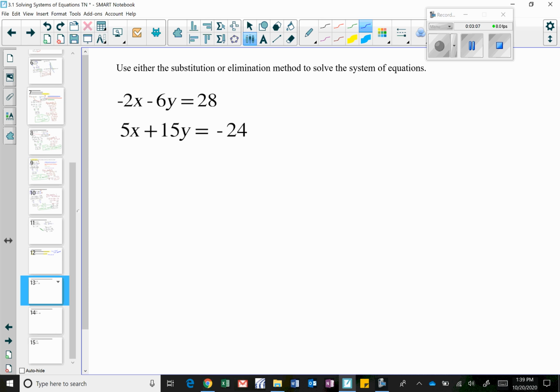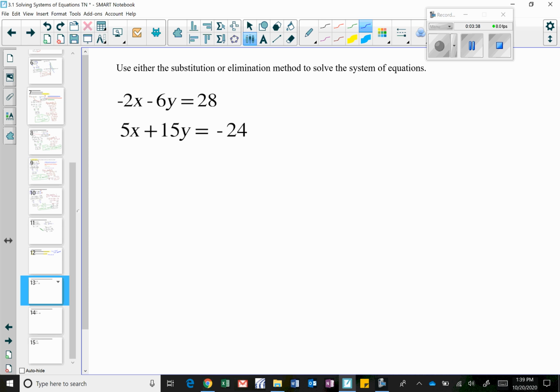So here I have a system, negative 2x minus 6y equals 28, and 5x plus 15y equals negative 24. So let's go ahead and solve this system using either of the methods that we prefer, either substitution or elimination. And let's see what we get. I'm not seeing a super easy way to do substitution. I suppose I could do substitution. I'm going to go ahead and try elimination. That is my preferred method.